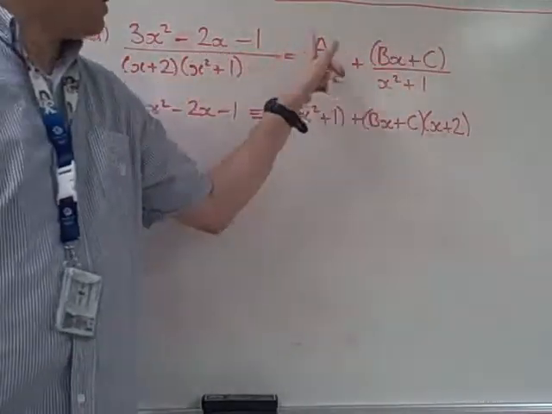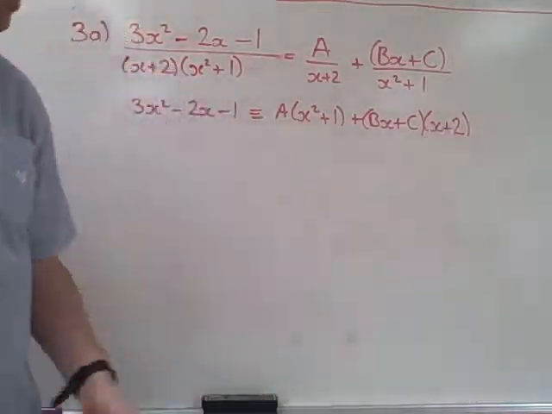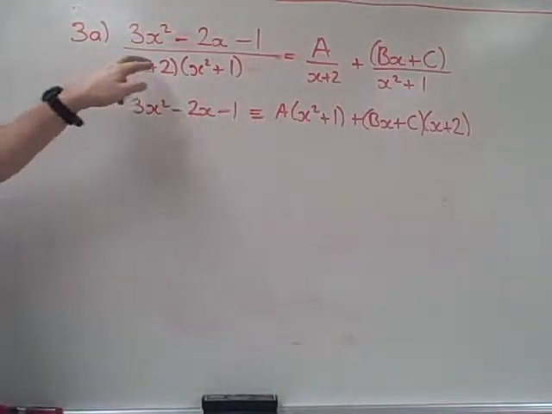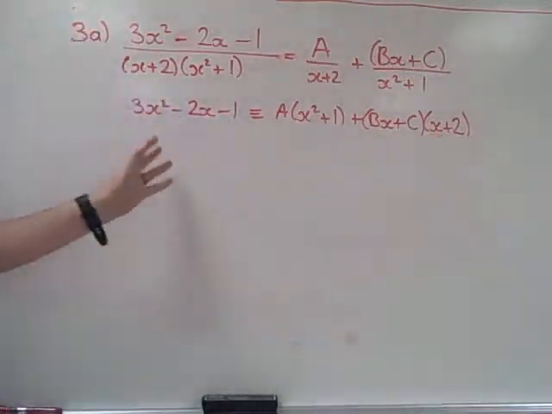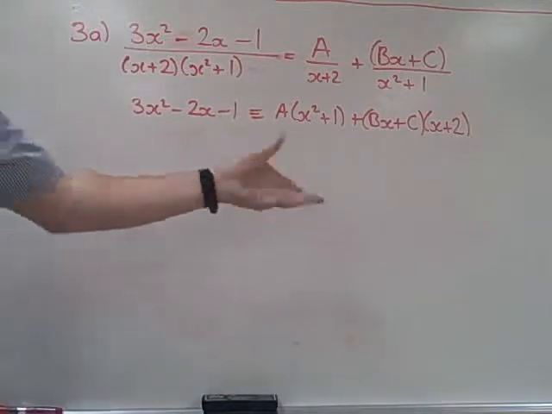I then did the cross multiplying here, so I got a(x squared plus 1) plus (bx plus c) times (x plus 2). I know both of these are divided by this, so I've just not written the common denominators here, but we can just go ahead and try and solve here. So first one, look for nice values.